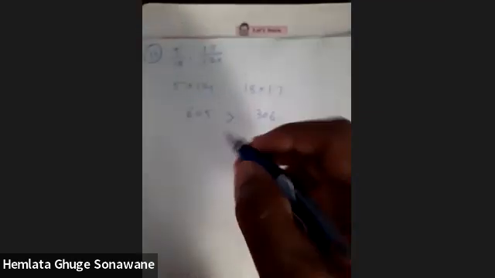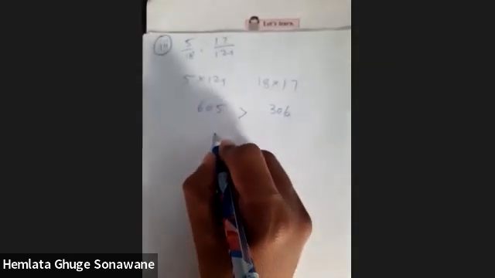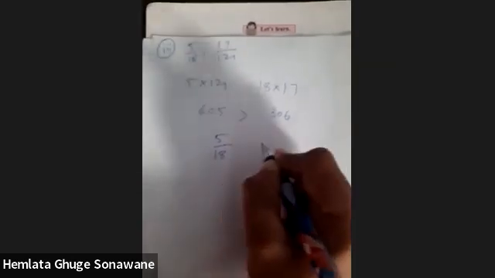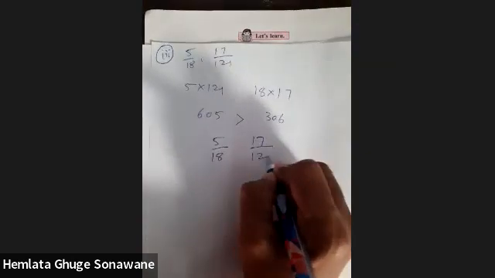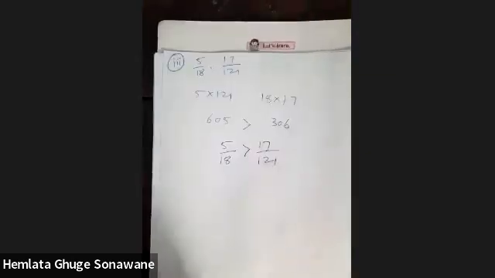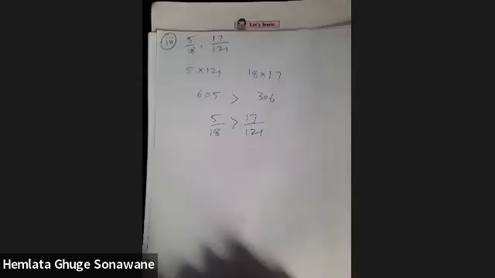So again we have to write down the given terms 5 upon 18 and 17 upon 121, and we have to mark same.